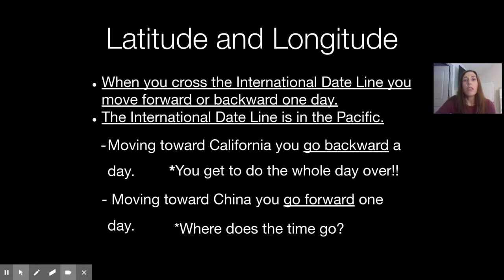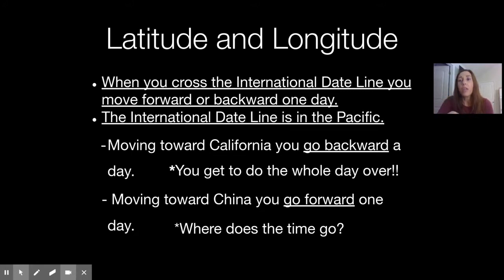And the really interesting thing about the international date line is that when you cross it, you either go forward one day or back one day. My camera's backwards. The international date line is in the Pacific, and they've kind of moved it a little bit so that it doesn't really cross any land. Moving towards California, you go backwards one day.